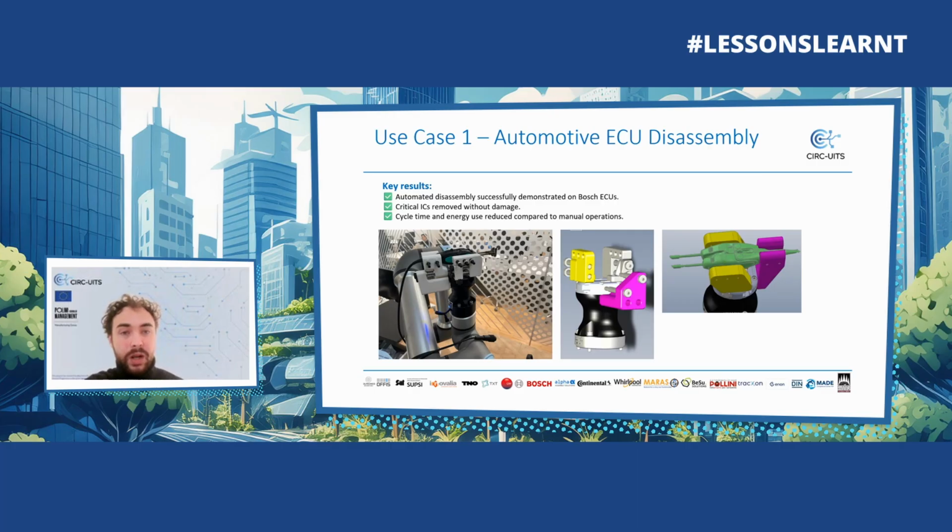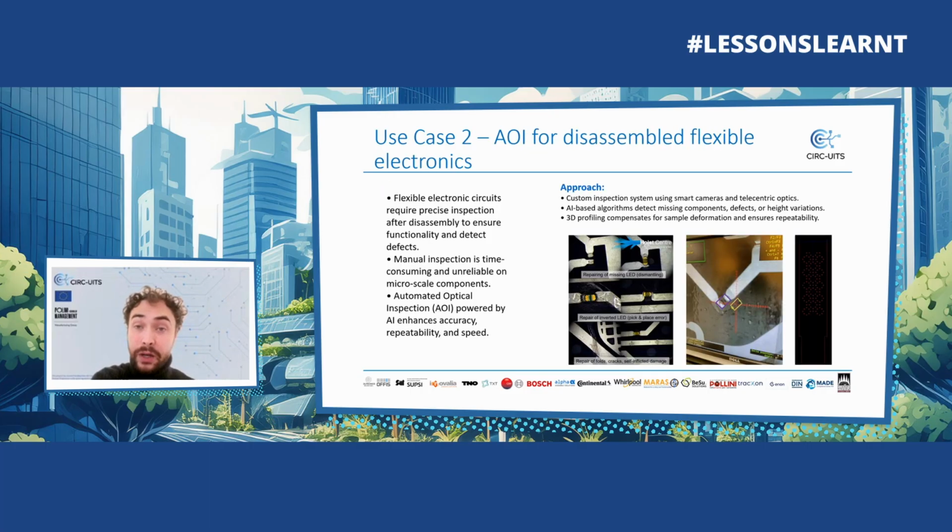For the second use case, we were focusing, as briefly said before, on automated optical inspection for disassembled flexible electronics. Going a little bit more in detail on what happened to these samples, after the injection molding of the flexible electronics and the manual disassembly of these electronics, we may encounter some of the defects that have been reported by TNO in this sort of catalog of defects.